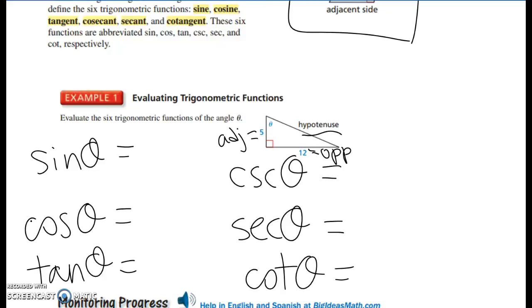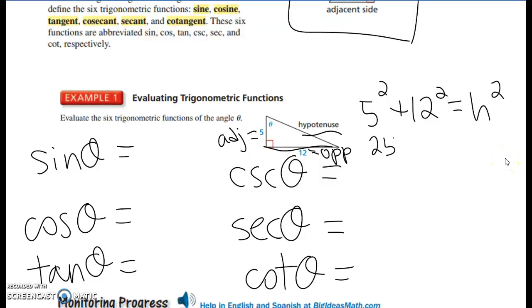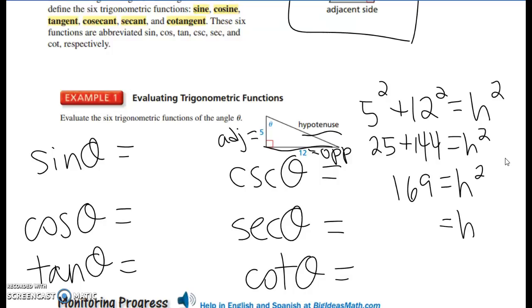calculate. So to do that, remember I have 5 squared plus 12 squared equals my h squared, because a squared plus b squared equals c squared in a right triangle. So once I solve that, I believe I get 13. So this, you can label that is going to be 13. And now we can fill in all of our trig functions.